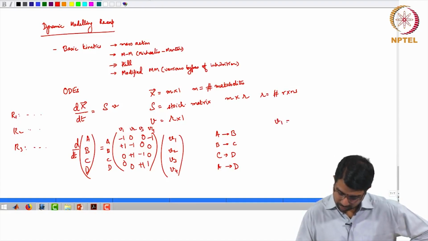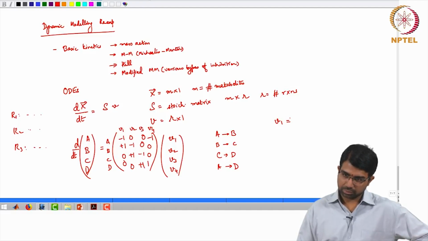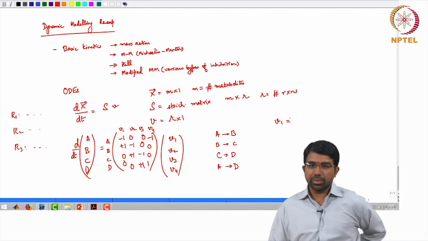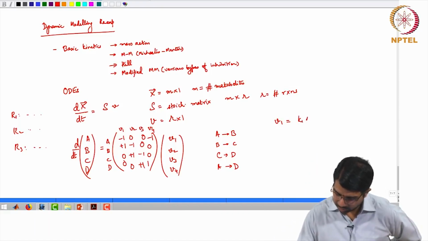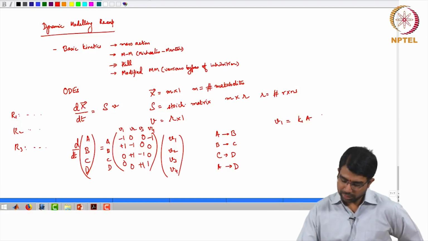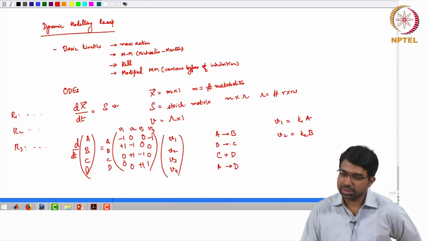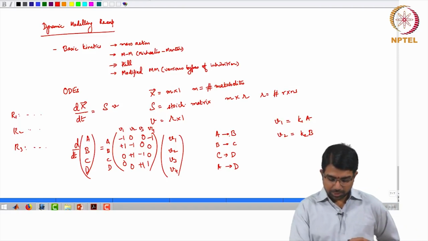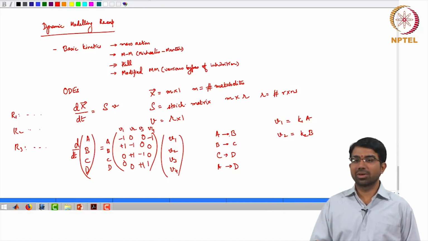What is V1? What is that? dA by dt, which is K into B, K into A. So, K1 into A. V2 is K2 into B. If something is reversible then you have other things to worry about. But this is literally your entire framework. This is all you need to know for dynamic modeling, right.